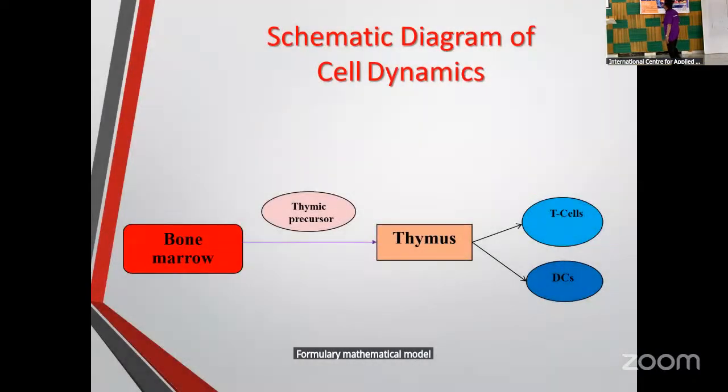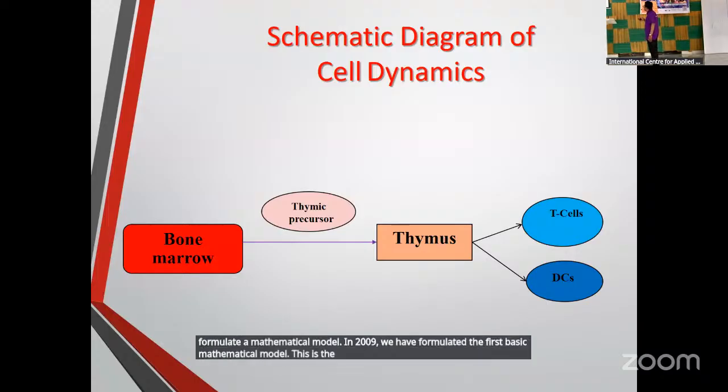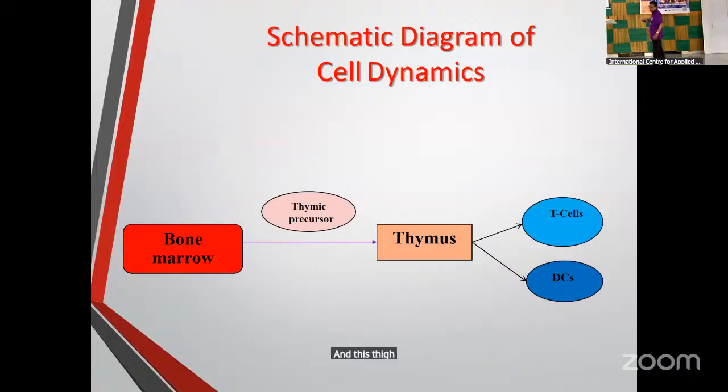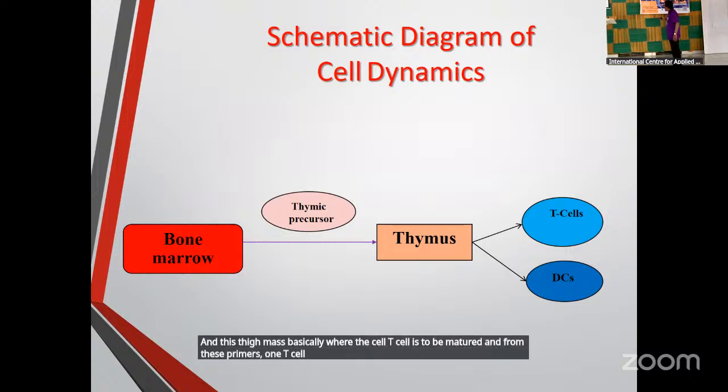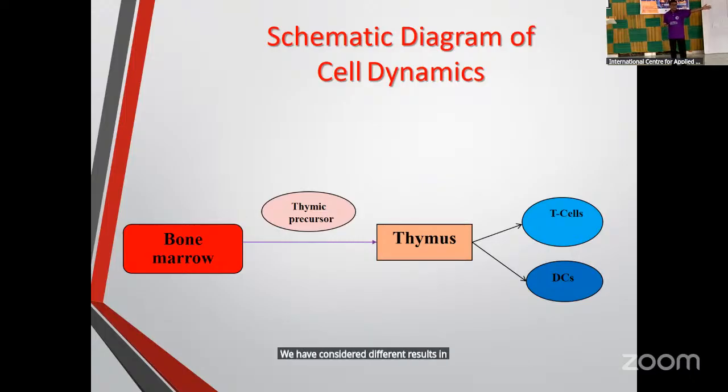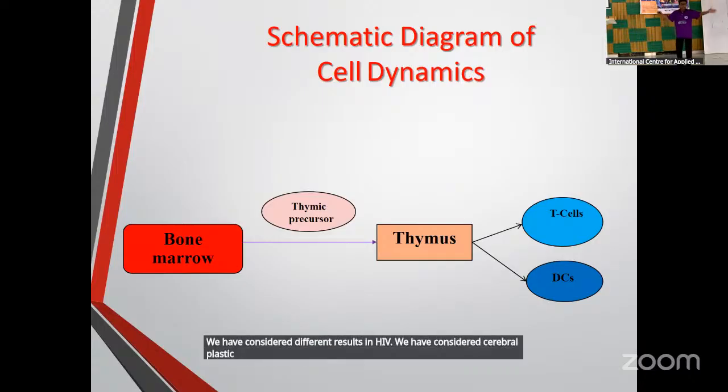In 2009, we formulated the first basic mathematical model. This is the bone marrow. This is the thymus, basically where the T cell is matured. And from this thymus, the immune cell is released. That is called T cells. We have considered different T cells in HIV. We have considered the CD4 plus T cell. Amalgamating all these T cells, CD4, CD8 and so on, we name them T cells, and another immune cell which we have considered here is the dendritic cell.